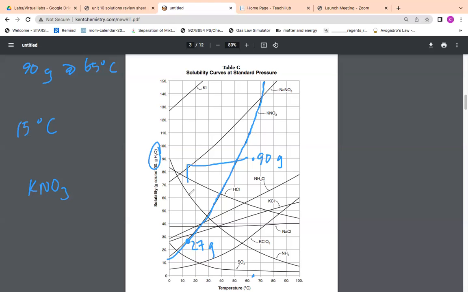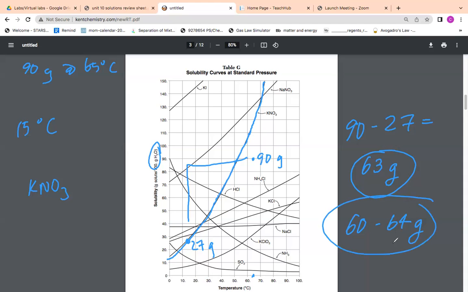So the difference between these two is what would come out of the solution. So 90 minus 27, that is 63 grams. So the answer for number 33 would be 63 grams. In the answer manual solutions for this question, it says that the acceptable answers can range from 60 to 64 grams. So anything in between those values would be an acceptable answer.